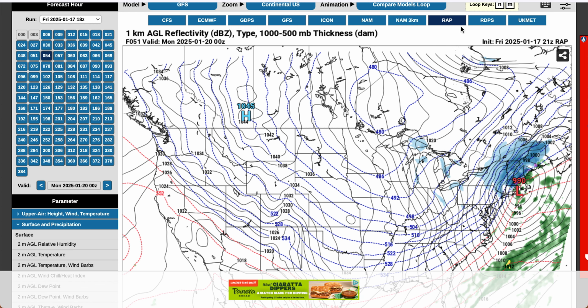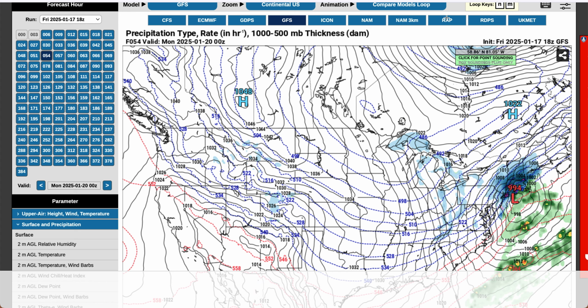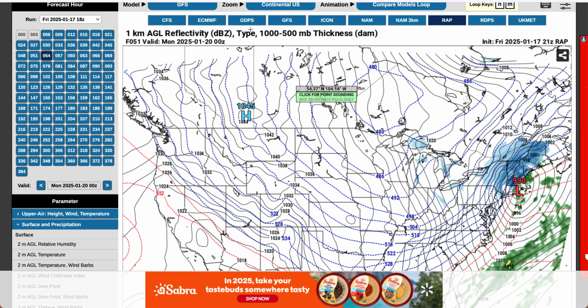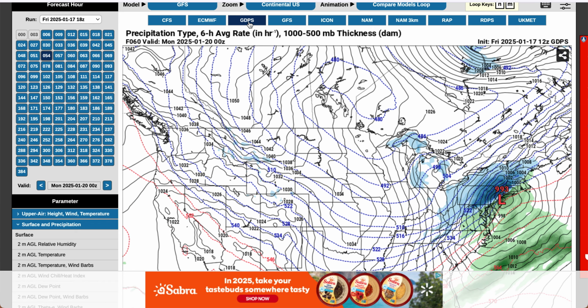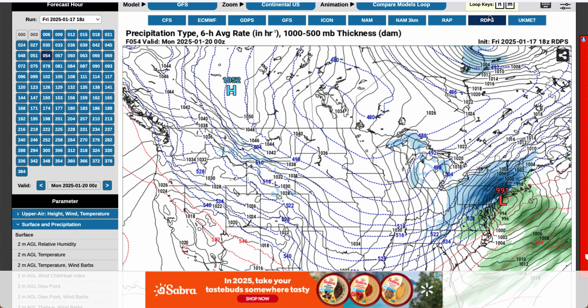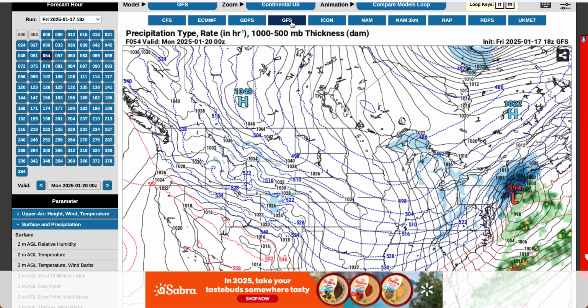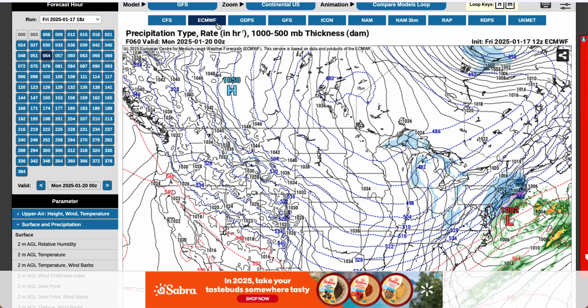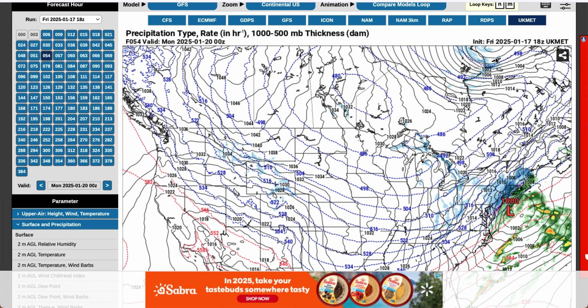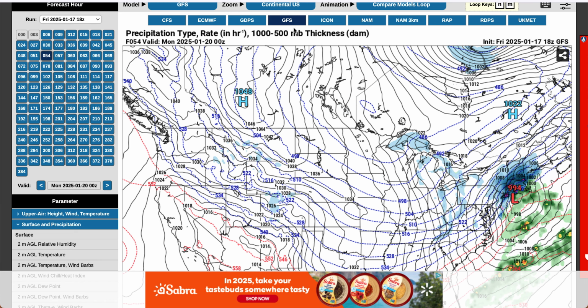RAP model, it's much faster, even compared to the GFS. The RAP is the fastest out of all these models, but it actually takes a similar track to the Canadian models I'll show you pretty soon. A Canadian regional is basically in line with the Canadian global. UK Met is kind of in between the GFS and the European in the fact that it's weak, but it has similar positioning to the GFS. So still at least some snow out of that solution.